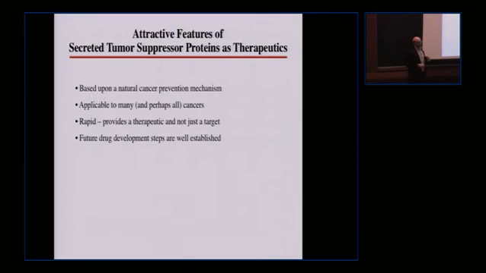From a drug development point of view, this is a very rapid approach. Most cancer drug development programs first validate a target and then look for inhibitors against that target. Here, this approach gives us a first-line therapeutic. And then finally, based on gene therapy studies, we think the future drug development steps are well established.